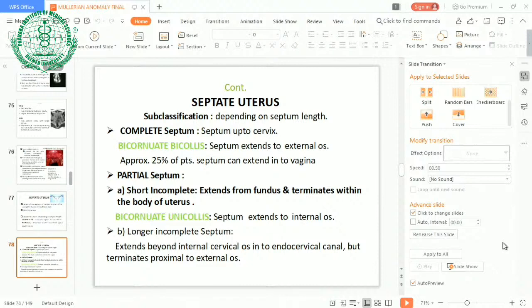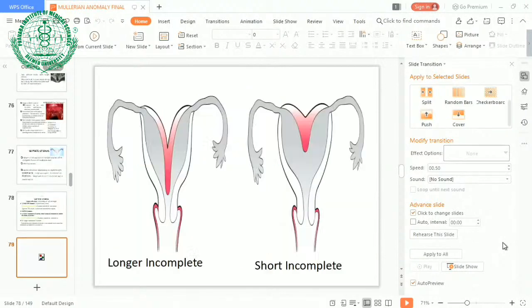Short incomplete extends from the fundus and terminates within the body of the uterus. That is bicorporeal unicervical. Septum extends to the internal os. A longer incomplete septum extends beyond the internal os but not up to the external os. This is longer incomplete and short incomplete.